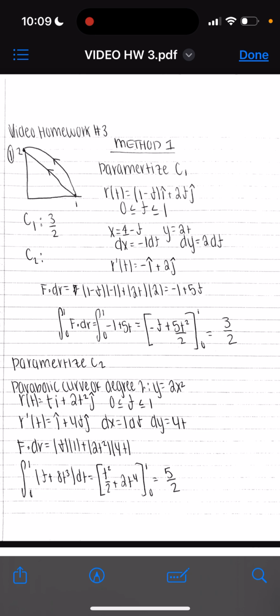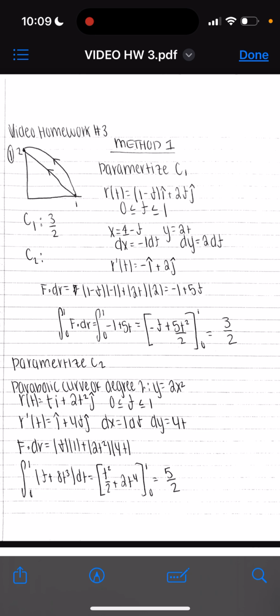In order to compute the line integral of C1, you got to find the vector field. F of r(t) equals (1 minus t)i plus 2tj. Take the derivative of r, which is equal to negative i plus 2j. Take the dot product of F dot dr, which is equivalent to negative 1 plus 5t. You then compute the integral of negative 1 plus 5t, which results in negative t plus 5t squared over 2, evaluated from 1 to 0, since those are the t values for the problem. That results in 3/2.